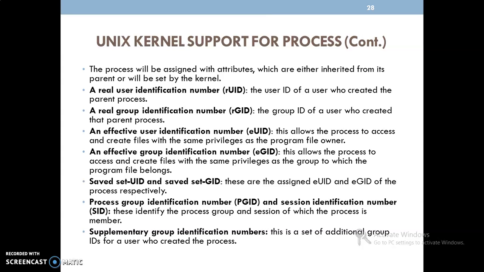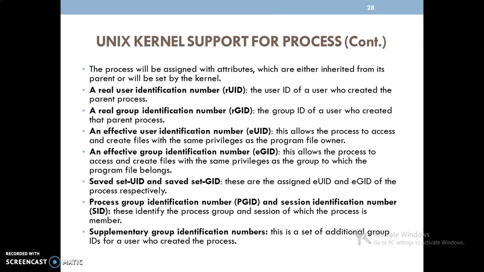So these are the attributes. Real user identification number, nothing but who created the parent process is assigned the one ID, that is what I can call as real user ID, and then real group identification number, nothing but every user belongs to one group, so that ID here. An effective user identification number, nothing but every process has the access permission or privileges, that ID what I can call as an effective user ID. An effective group identification number, again it is a privilege with respect to the group here.